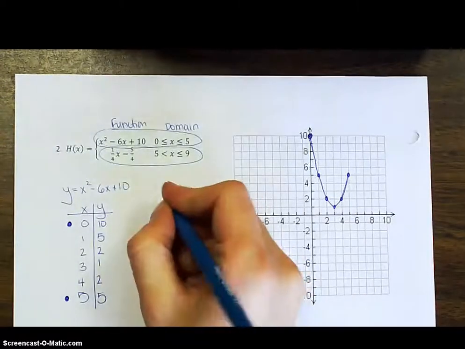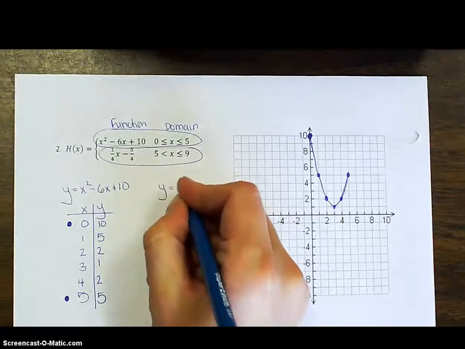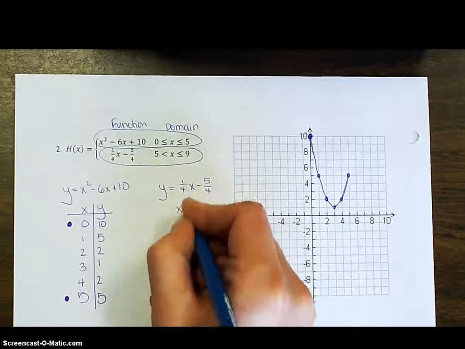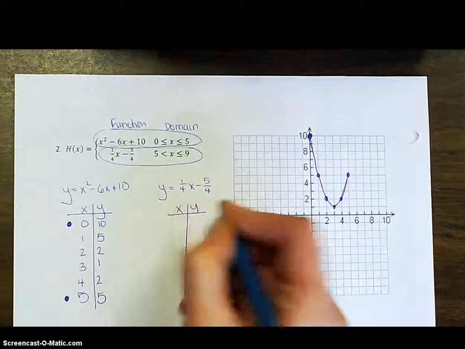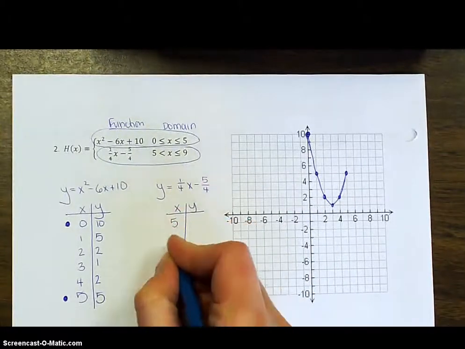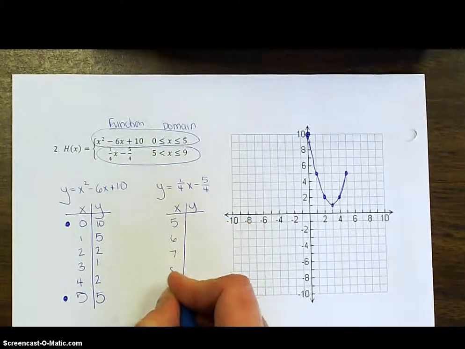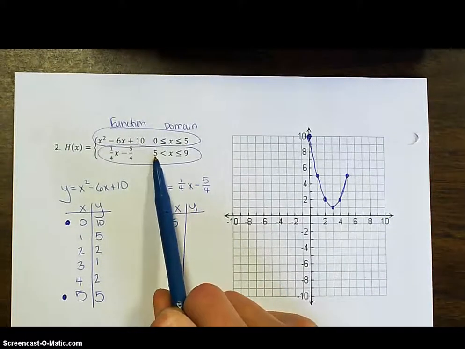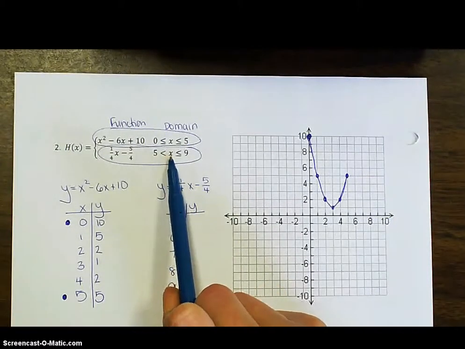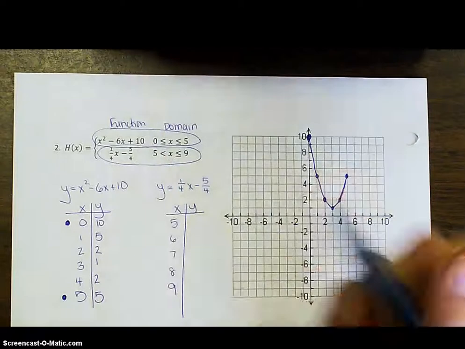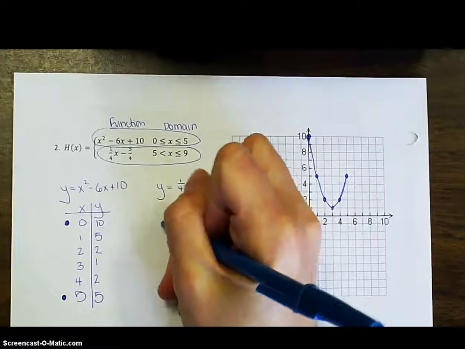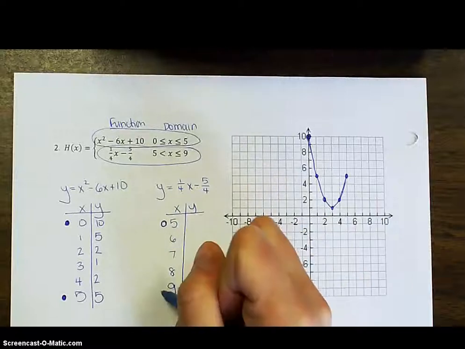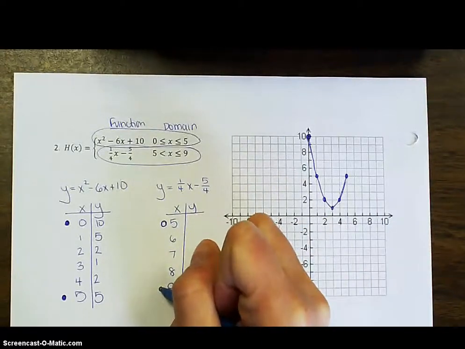All right, now let's do our second piece. Y is equal to 1/4 x minus 5 over 4. All right, so this time we're going to go from 5 all the way to 9. Now let's look carefully at our inequalities. 5 is less than x. So are we allowed to be equal? Nope, so this is an open dot. Now let's look at the 9. X is less than or equal to 9, so this is going to be a closed dot.